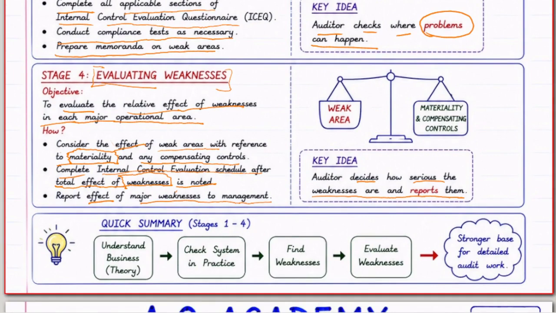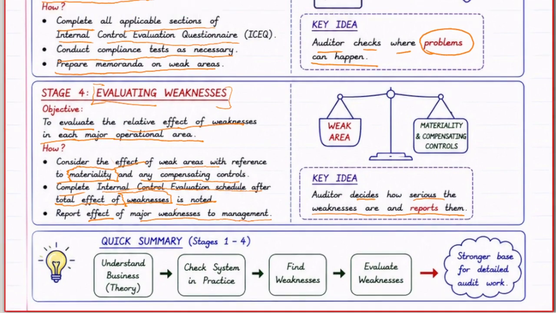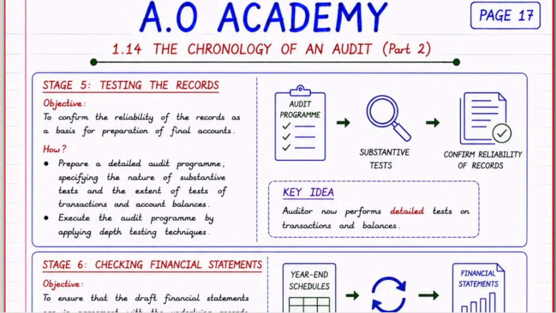So let's quickly have a summary. Stage 1 is to understand the business in theory, okay? Stage 2 is to check the system in what? In practice. Stage 3 is to find weaknesses. And stage 4 is to evaluate what? Weaknesses. And if all of these are done rightly, it gives the audit work a detailed, strong base. Now let's move to the second slide.